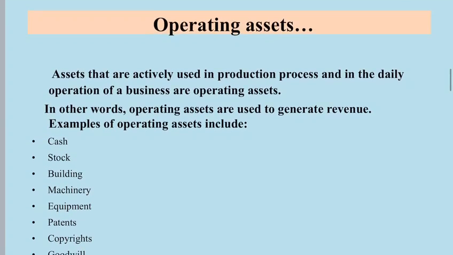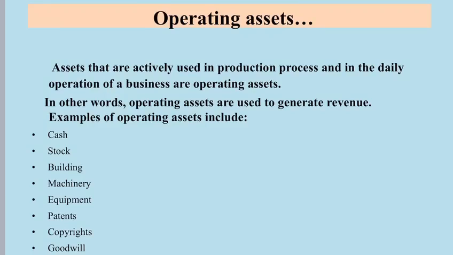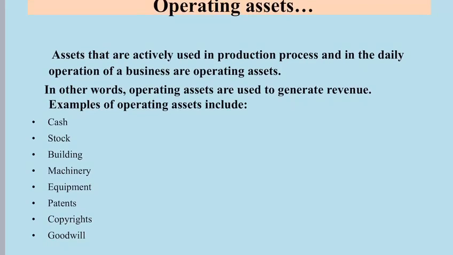Another classification of assets is on the basis of uses, which is operating assets and non-operating assets. Assets that are actively used in the production process and in the daily operation of the business are known as operating assets. For example, cash, stock, building, machinery.